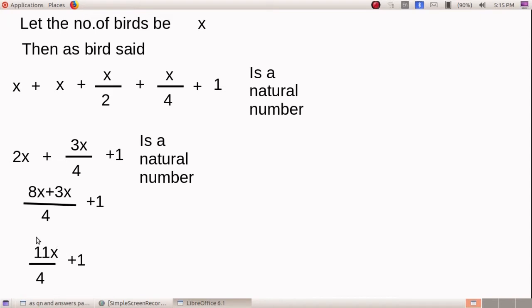Therefore, if this expression is to be a natural number, x should be a multiple of 4, or the number of birds should be, or we should be a number of the form 4n.